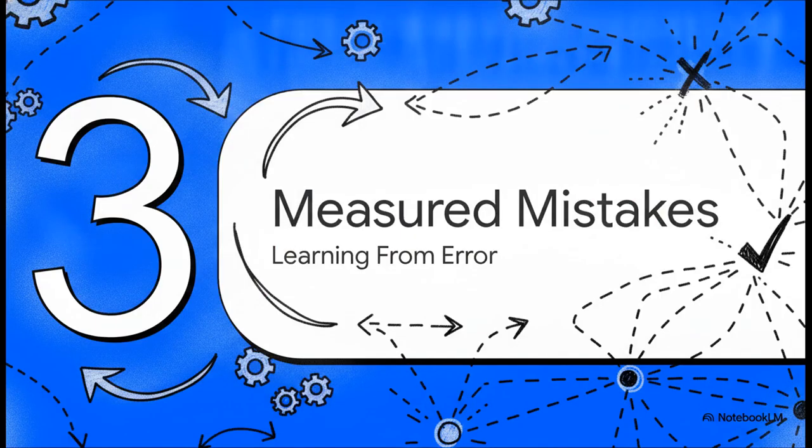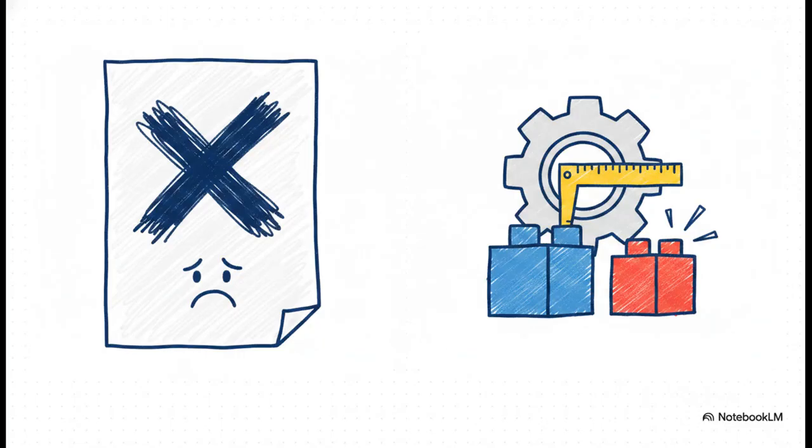Which brings us to Section 3, learning from measured mistakes. This is the true turning point, the very heart of the machine. It's how a network actually improves after making an error. We are looking at the mechanics of course correction.